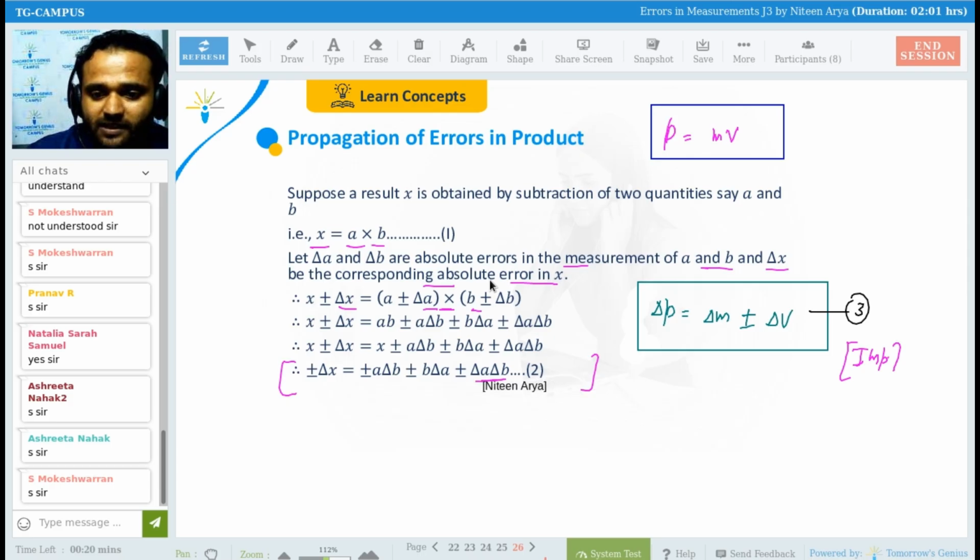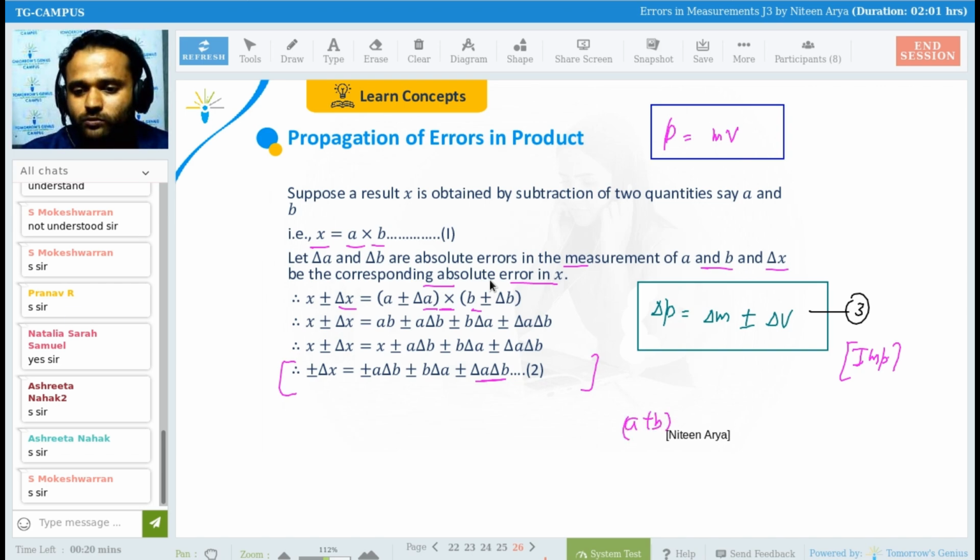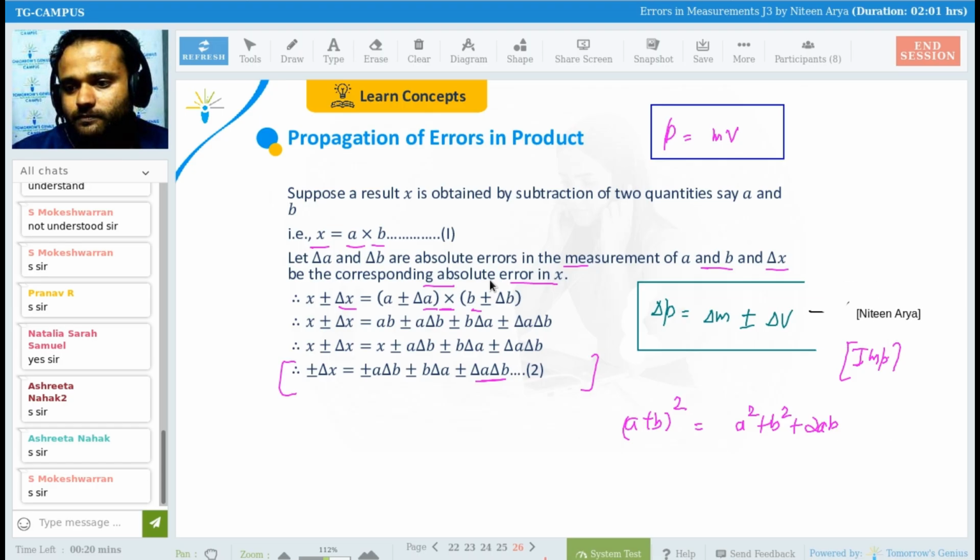Now, where does this come from? Obviously, this has a formula, A plus B to the power 2. Okay, so how is it? A square plus B square plus 2AB. Okay, I forgot to write this thing here. Just give me a minute. Plus minus error in M, error in V. This is the advancement here. Okay, this is the advancement in this formula.